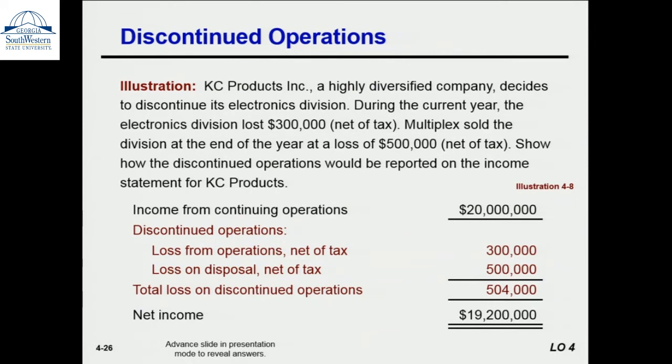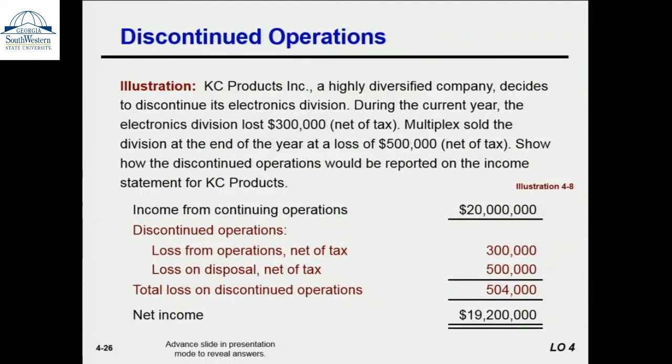Okay, so the loss from operations means the trucks did not have a net income this year. They had a net loss. Okay, we got rid of them. What kind of things do you normally get rid of? These things normally have a net loss, right? You're not getting rid of a profitable thing, for sure. The trucks aren't working out. They hadn't been working out for years and years, and we're going to get rid of them.